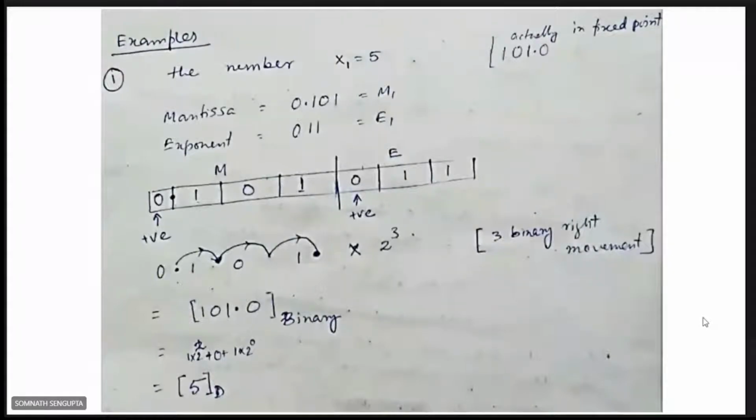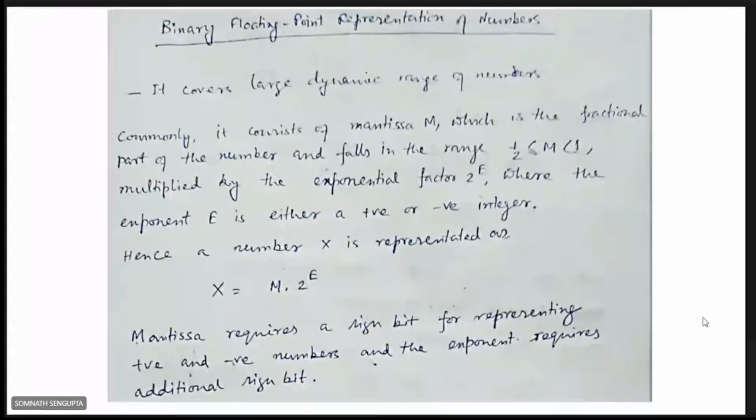What are the two components in floating point representation? The mantissa and the exponent. Yes. What is the range of values of the mantissa? What is the range of M?